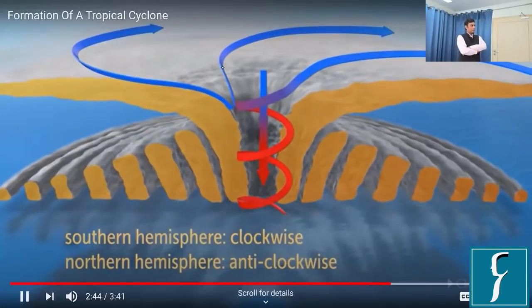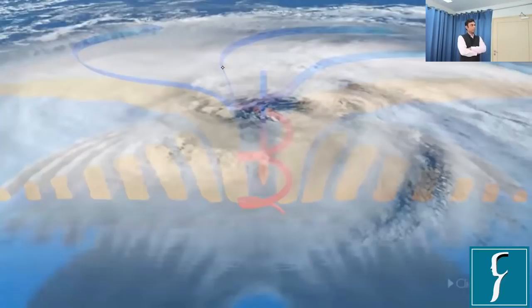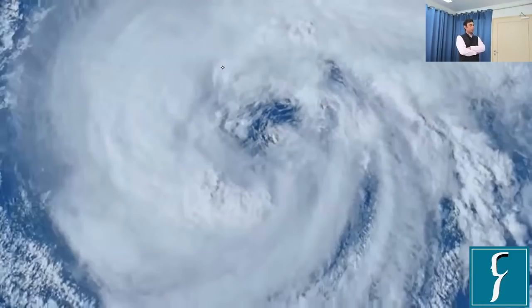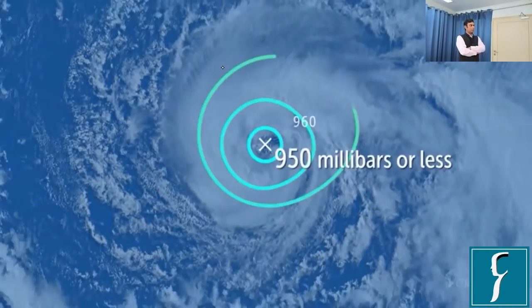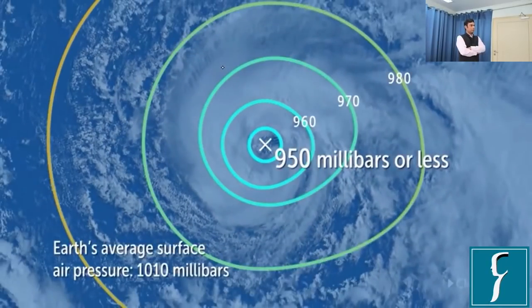The lowest air pressure in a tropical cyclone is always found at the center and is typically 950 millibars or less. The average air pressure at the Earth's surface is about 1010 millibars. Tropical cyclones have significantly lower air pressure than the air that surrounds them. The bigger the pressure difference, the stronger the wind force.